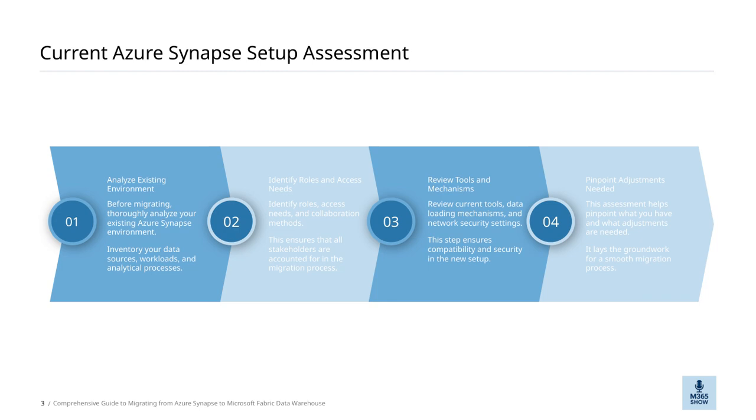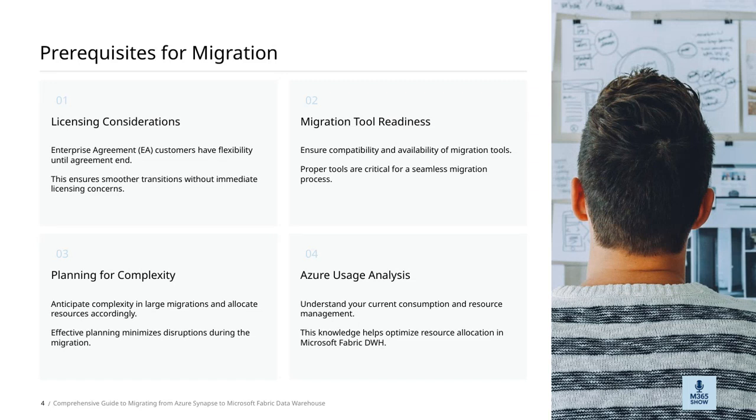Then, we review your current tools, data loading mechanisms, and network security settings. This helps us verify compatibility with the new environment and maintain security standards throughout the process. By conducting this comprehensive assessment, we can pinpoint exactly what adjustments are needed. It's the foundation that ensures a seamless and efficient migration, minimizing surprises and disruptions. Overall, this step helps us grasp what we're working with and prepares us for a successful transition to Microsoft Fabric Data Warehouse.